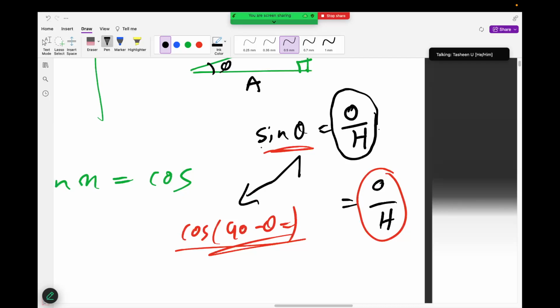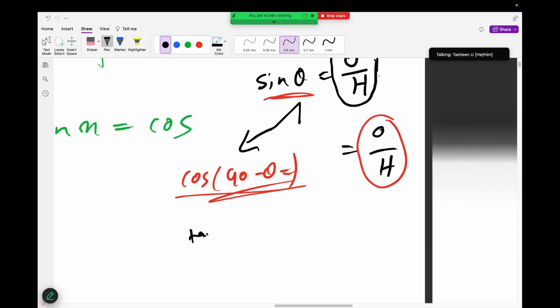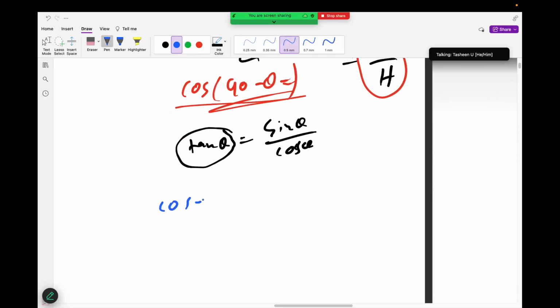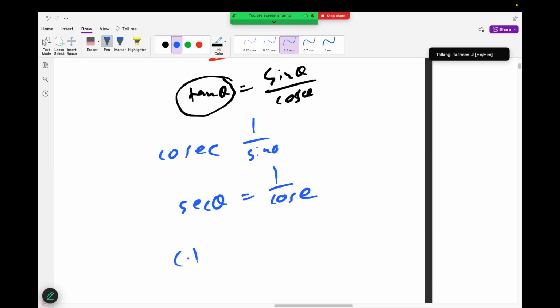In other words, we can make sine theta as a combination of cos. Similarly, for tan theta, we can write tan theta as sine theta by cos theta. So everything can be represented as sine, which is the basic thing. And you already know that cosec theta is the opposite of sine theta, sec theta is the opposite of cos theta, and cot theta is the opposite of tan theta. These are just basic things. You should already be familiar with this.